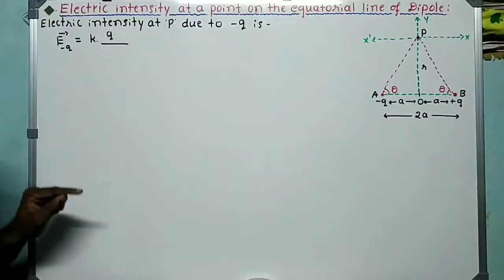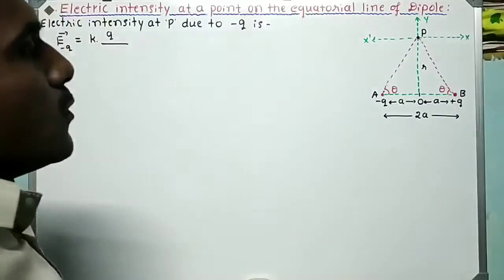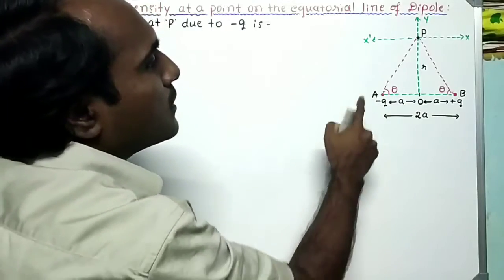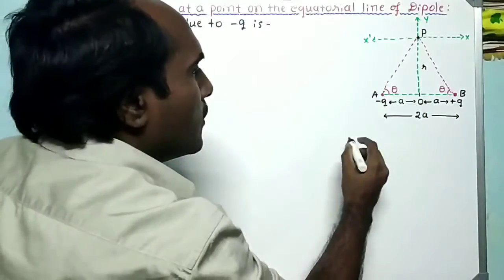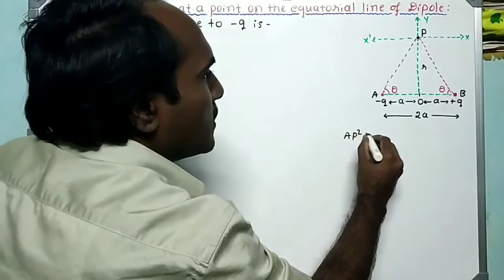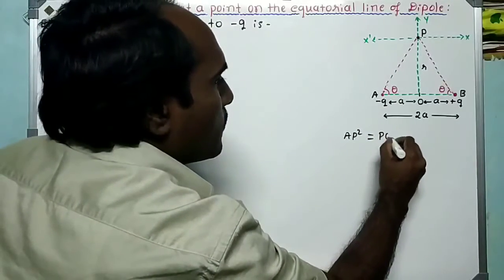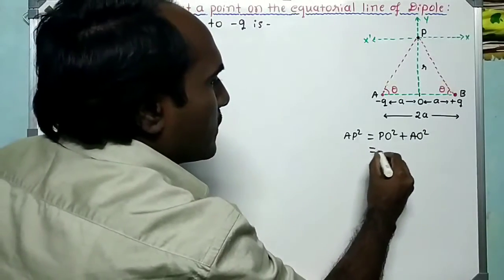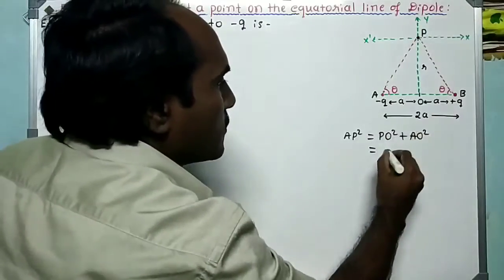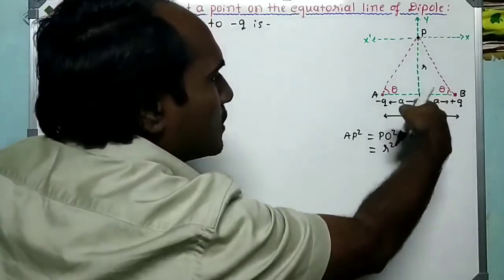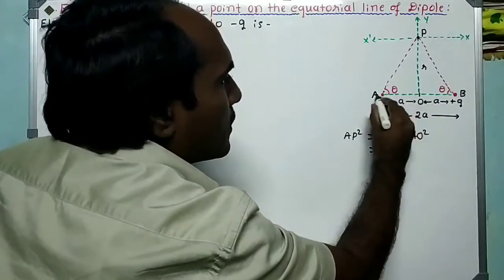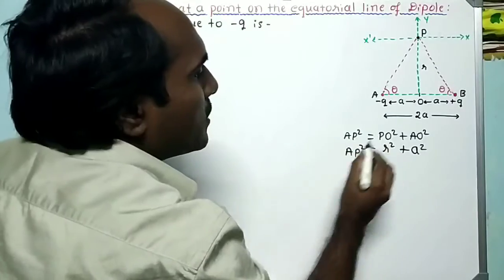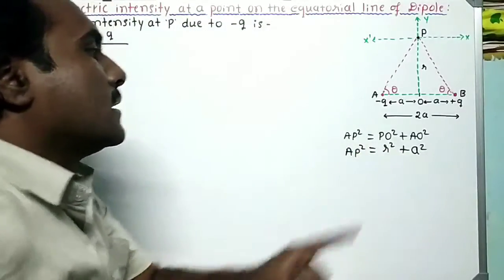Here from the Pythagorean theorem we know the value of AP. If you apply the Pythagorean theorem to the triangle AOP, we will get AP square is equal to PO square plus AO square. Here PO square means R square, PO is R, plus AO square is A square. In this way, AP square value is R square plus A square.